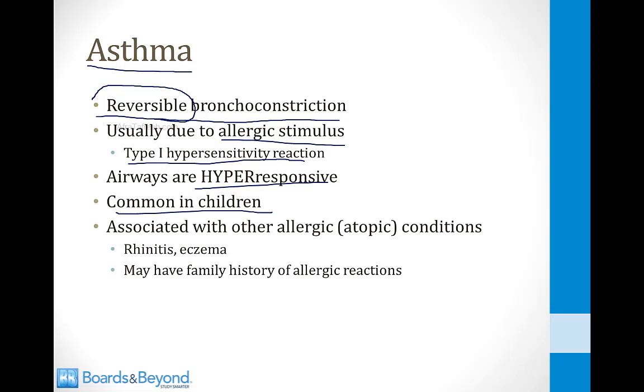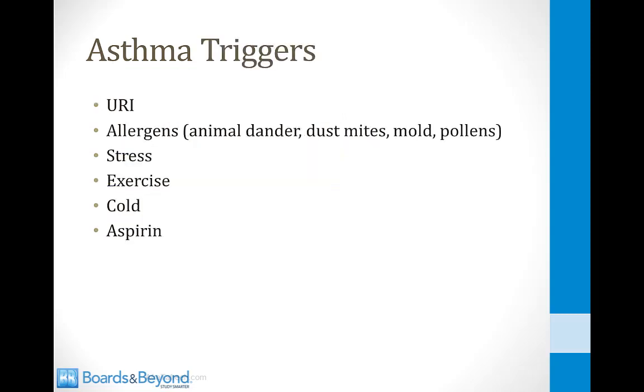It's common in children. When you do pediatrics rotations, you'll see many kids with asthma. And it's often associated with other allergic or atopic conditions. So the kids who have asthma often also have allergic rhinitis or eczema. They may even have a family history of other allergic reactions. Figuring out the triggers for asthma is an important part of helping patients with the condition. If they can figure out what triggers their bronchoconstriction, then they can just avoid it and they won't get sick.